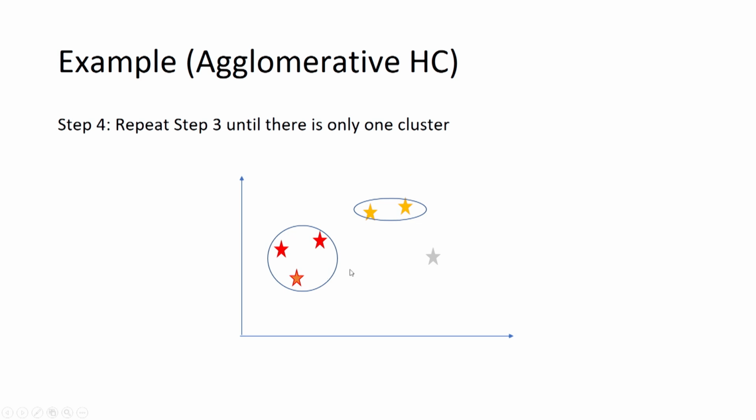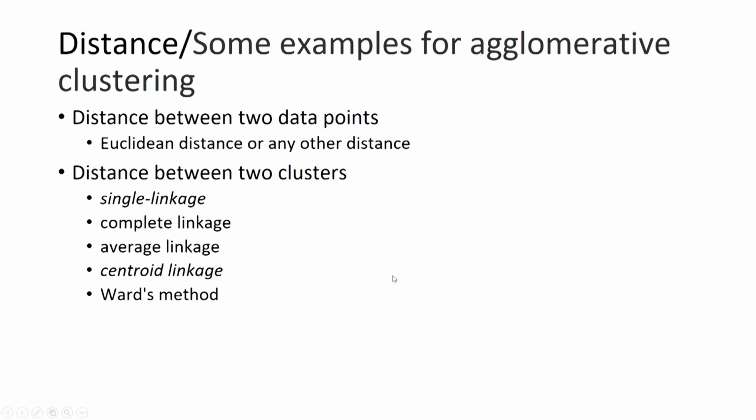If we want to get 2 clusters, we will take one more step and again find, out of these 3 clusters, which are the two closest clusters, and suppose these 2 clusters are closest. We will merge these two also, and finally if we want only one cluster, we can say that this is the final one cluster. So, this is the process of agglomerative hierarchical clustering.